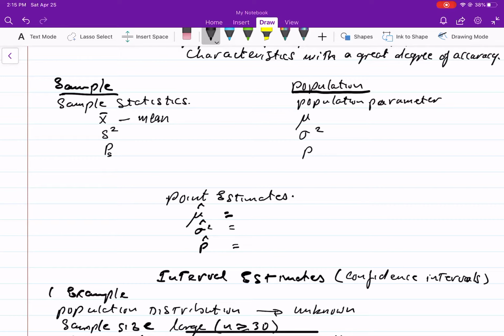We studied point estimates. If we look at what I call sample statistics, X bar would be the mean for a sample. S squared would be the variance for a sample. So let me actually make it obvious. X bar is called your sample mean. S squared is called your sample variance. And P sub S is called your sample proportion.